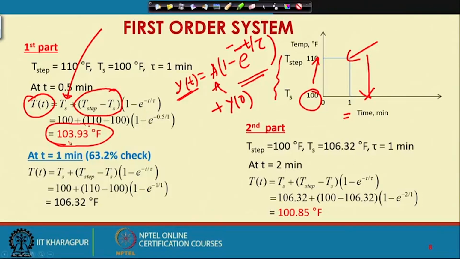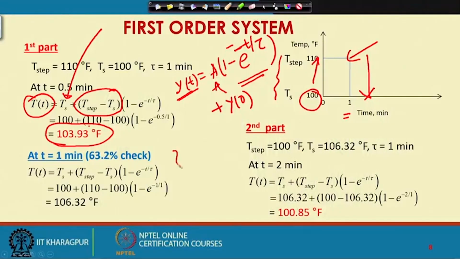The thermometer was there in the water bath of 110 degree Fahrenheit for 1 minute. So, I must know what was the temperature shown by the thermometer at time t equal to 1 minute, because that temperature will be the initial value for the step to compute the step response when they bring back the thermometer from 110 degree Fahrenheit to 100 degree Fahrenheit. So, let us now try to compute the temperature indicated by the thermometer after 1 minute.